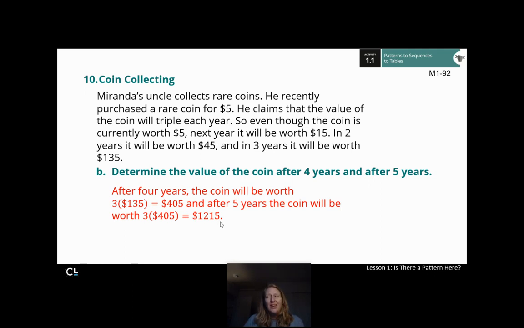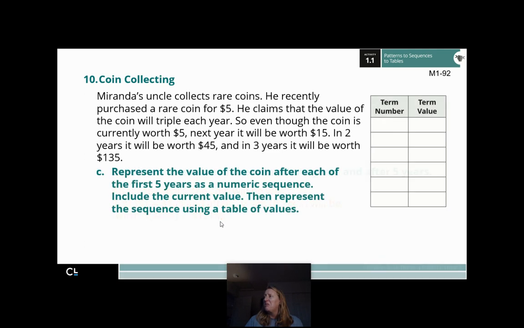$1,215. You know, if her uncle's right, that's a pretty good investment, right? That he bought a $5 coin, and after 5 years, it was worth well over $1,000. That's a good investment. I'll go with that.